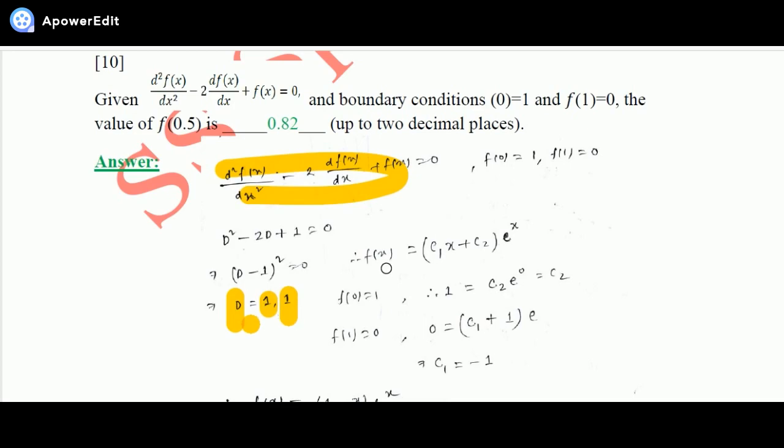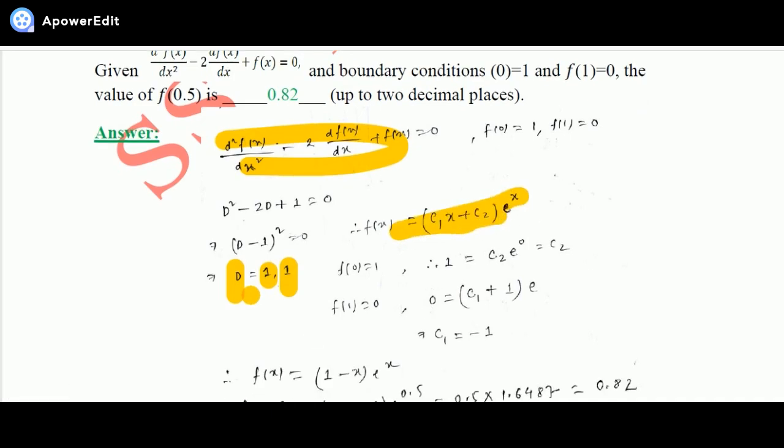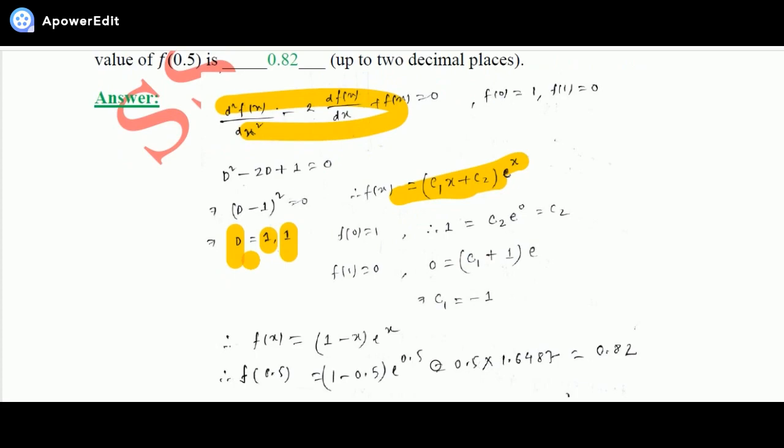These are equal roots, so the form of the solution will be (c1 x plus c2) into e to the power x. If they were different roots, then it would have been c1 e to the power m1 x plus c2 e to the power m2 x. But here we encounter equal roots, so the form will be like this. Now we will use the boundary conditions. f at 0 equals 1, so 1 equals c2, since the other term vanishes. f of 1 equals 0 produces c1 equal to minus 1. So this is the solution, f of x equals (1 minus x) e to the power x.